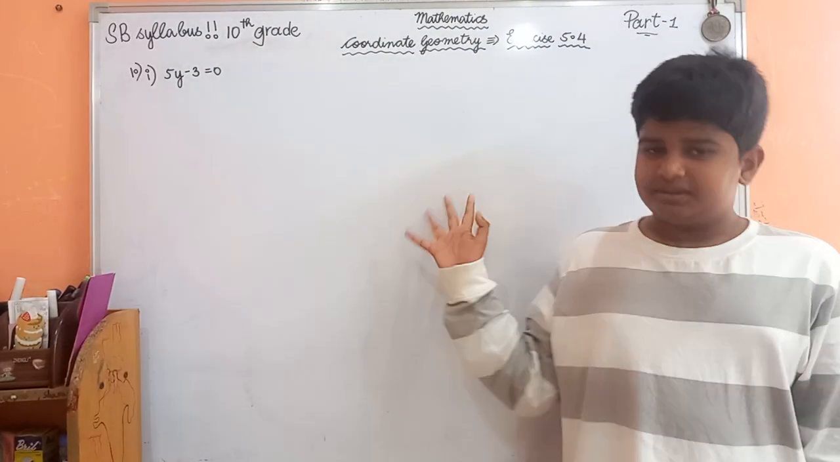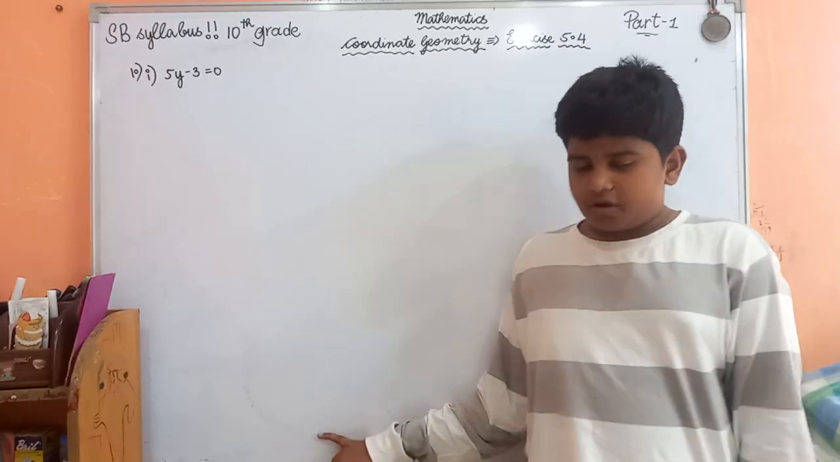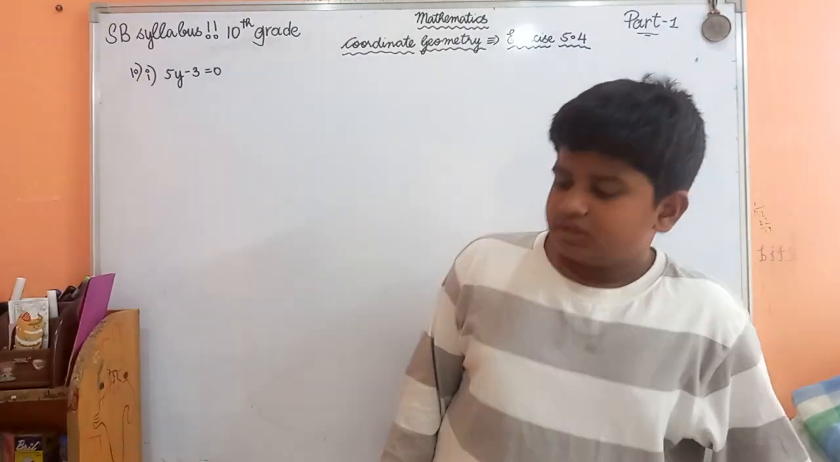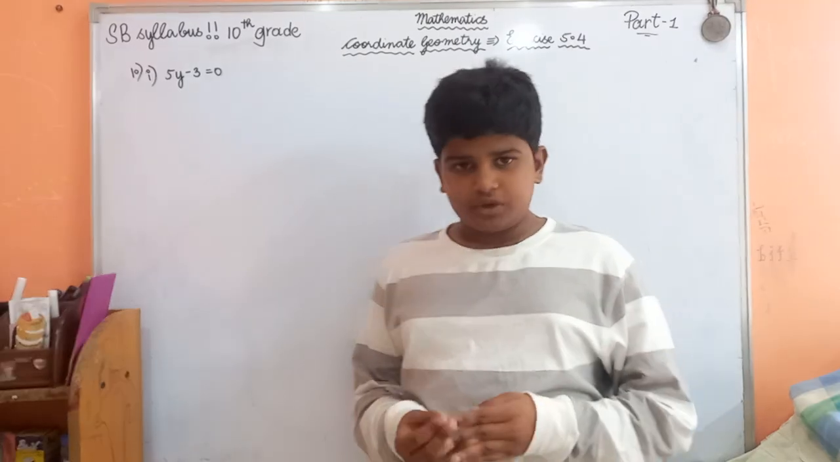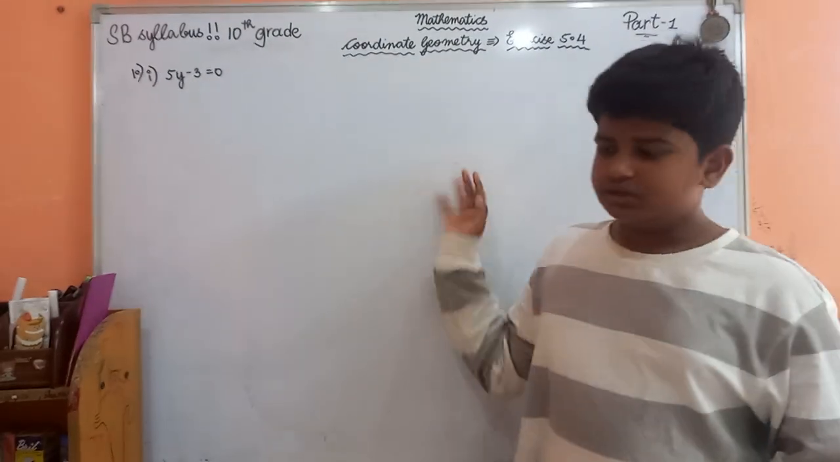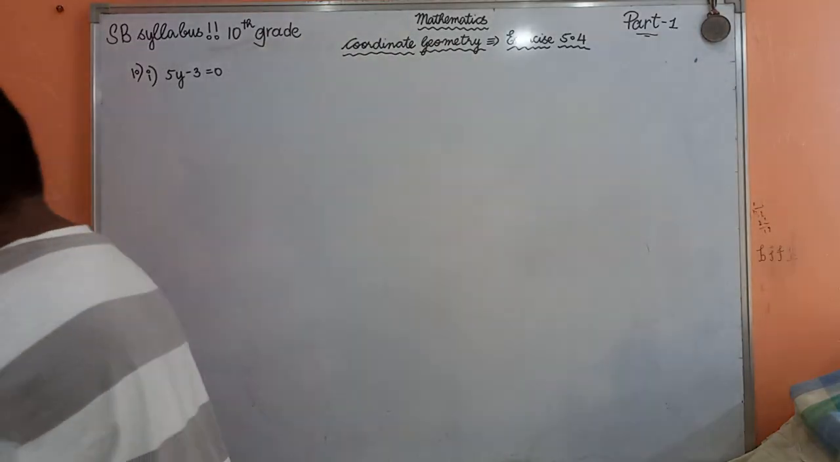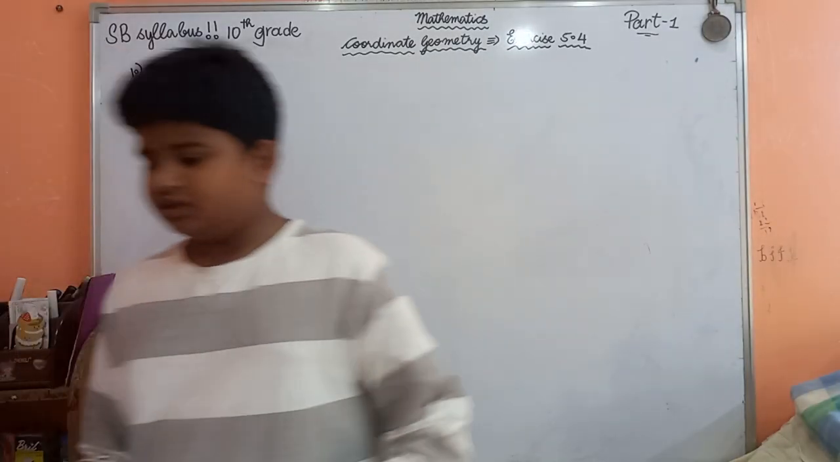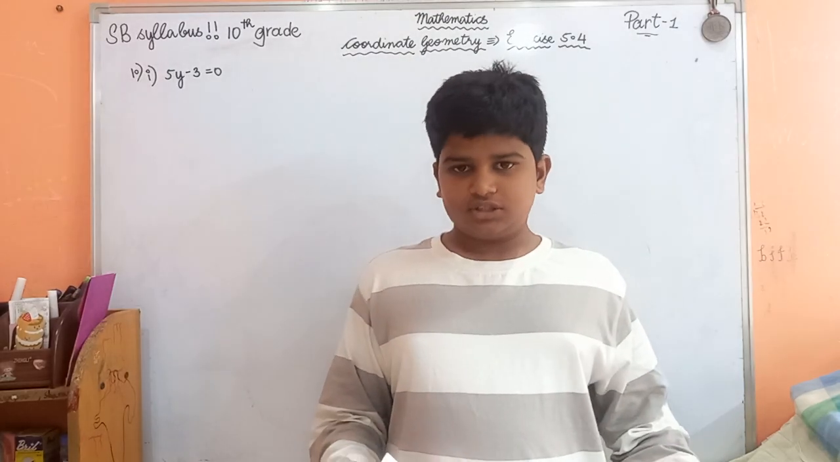Today I'll be doing mathematics, chapter 5, coordinate geometry, exercise 5.4. So this is 10th grade and simple syllabus. Now let's look at the questions one by one and also go slowly so that you'll be able to understand much more clearly. So first, let's look at the first question. Find the slope of the following straight lines.